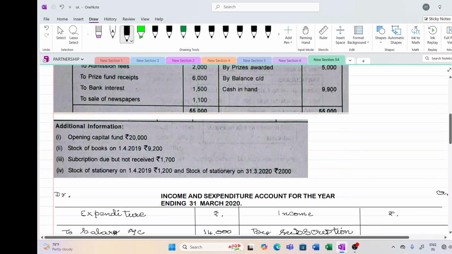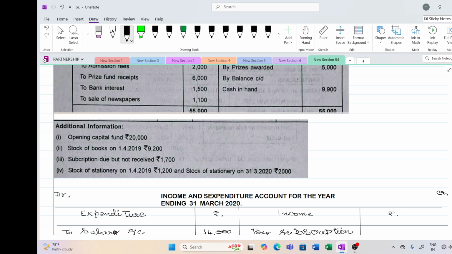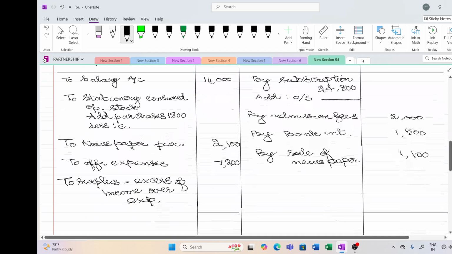Now moving on to the next one. Bank interest we are going to get every month or every 3 months. So it is recurring in nature. And sale of newspaper, I have taken it to the income side both.